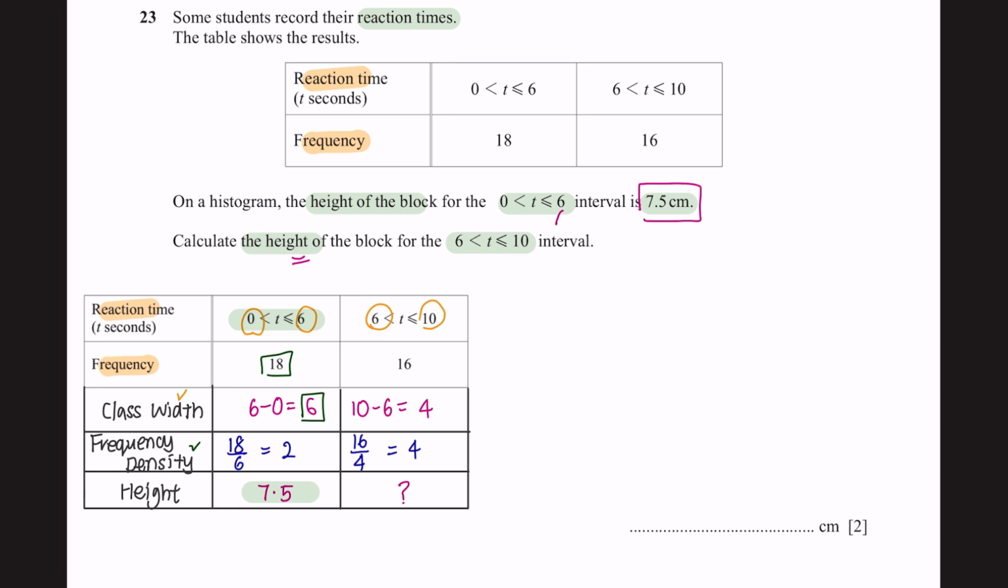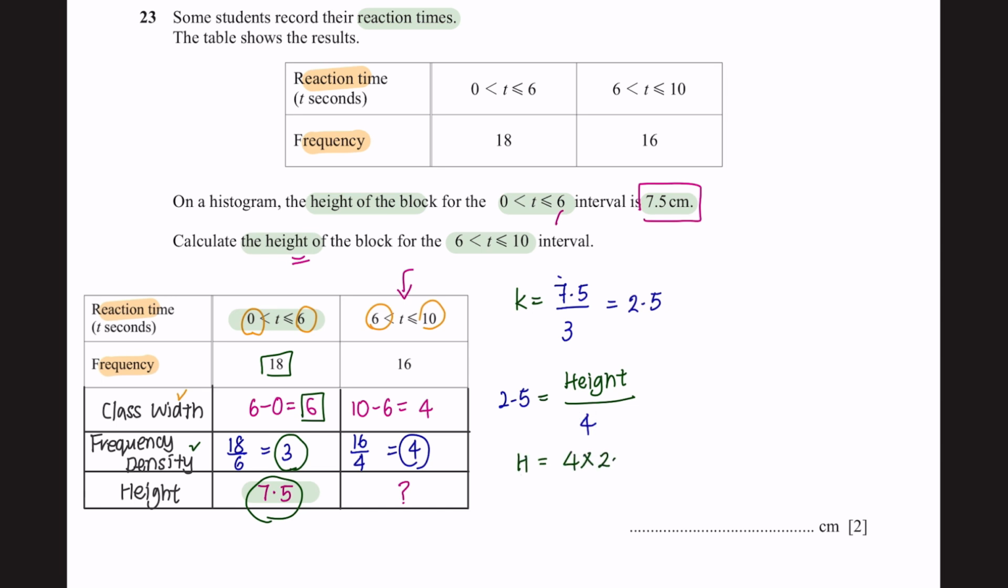Firstly, we need to find the constant of proportionality. The constant of proportionality can be represented by k. k here is the ratio of our height over the frequency density. So the value of k is 2.5. Now we're going to repeat the same thing for this interval. We have found the value of k, which is 2.5, and the frequency density is 4. So the height is 4 times 2.5, which is 10 centimeters. I think it will be easier to answer this question if you draw this table and understand exactly what they want in the question.